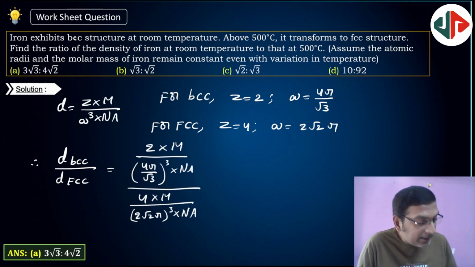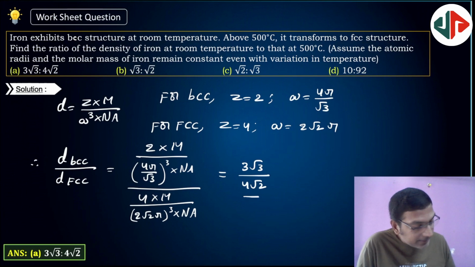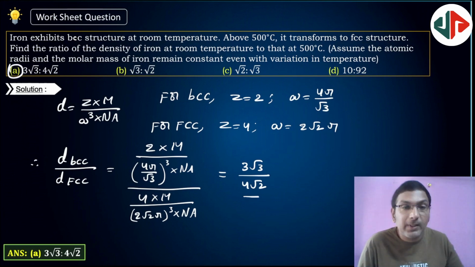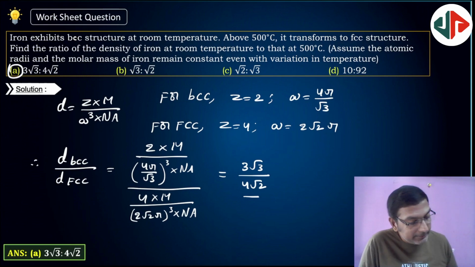Na is constant and M is also constant. So from this we'll get 3 root 3 by 4 root 2. So therefore ratio is 3 root 3 by 4 root 2. Option A. Simple one. Just substitution only. Next.